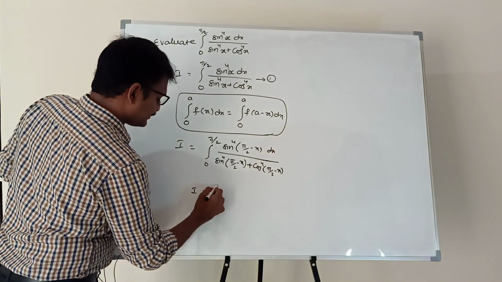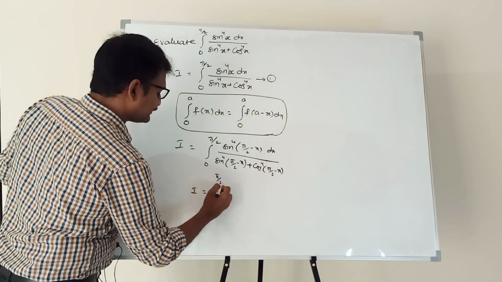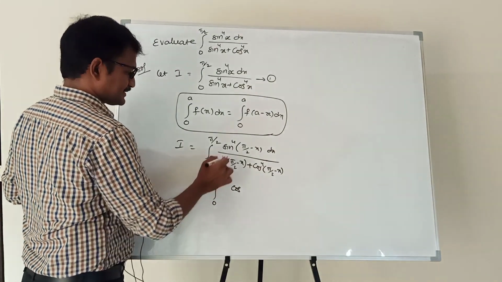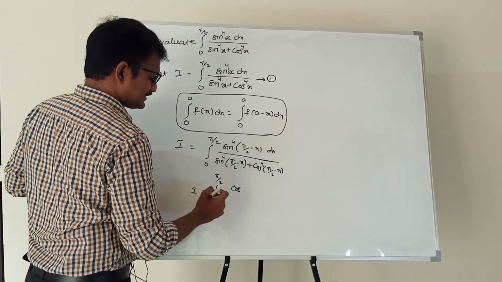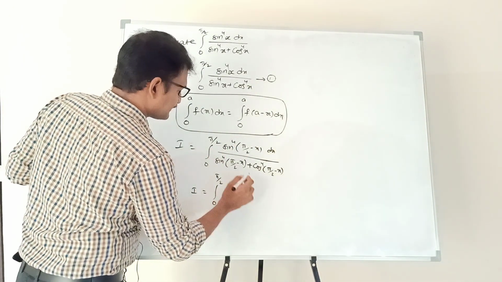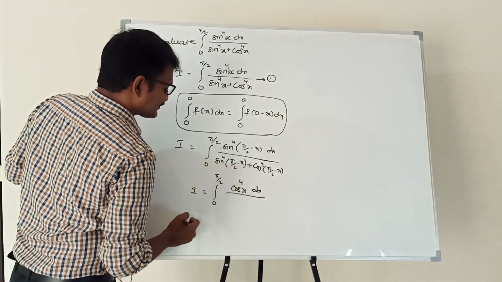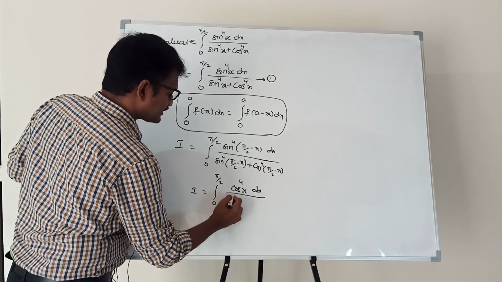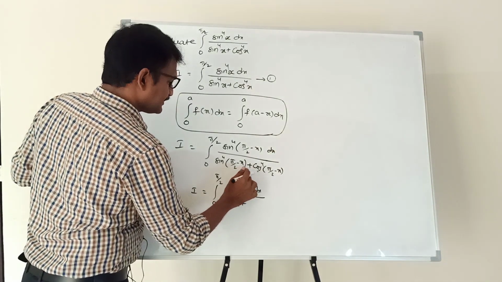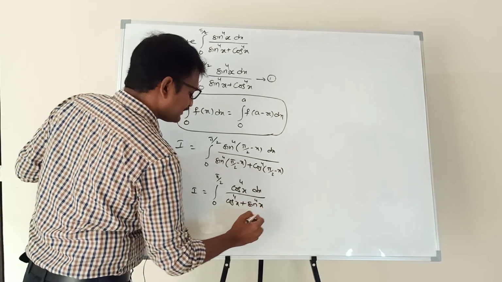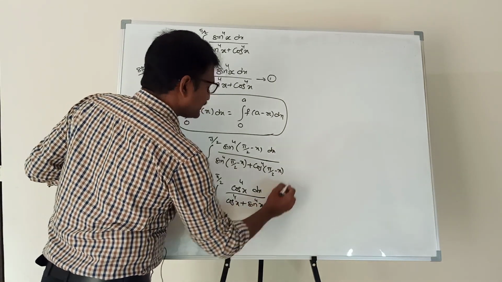So I is equal to the integral from 0 to pi by 2 of sin^4 of 90 minus x. Here sin of 90 minus x is cos x. So this will become cos^4 x dx by, here also sin of 90 minus x is there, it will become cos^4 x plus cos of 90 minus x is sin x, that means sin^4 x. Let this be equation number 2.